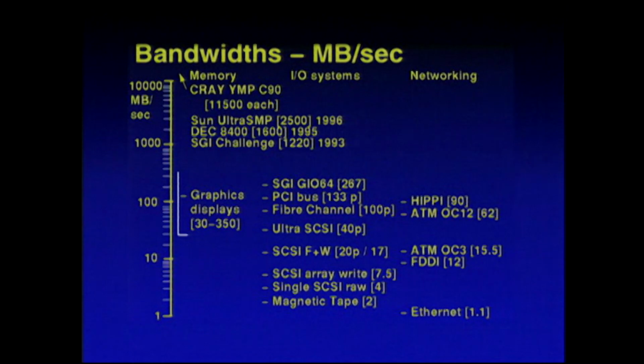Now, that's sort of the good news. The not so good news is input-output, which is shown in the second column.